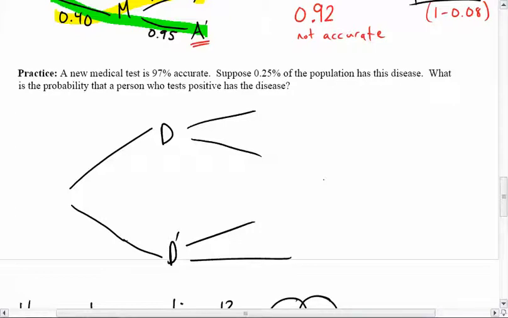So just because they say something about the test as the first sentence of the question doesn't mean that you should put that as the first branch of your tree. So the first thing is, do you have the disease or not? The second thing is, do you test positive or negative?